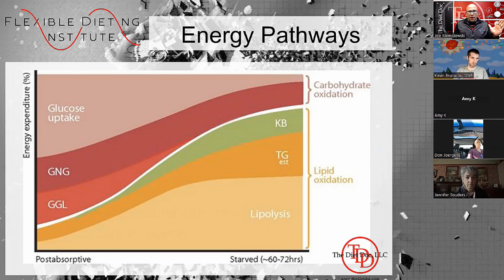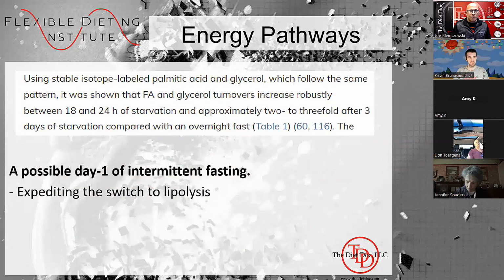As you move hour by hour by hour and you run out of blood sugar and liver glycogen, then you have to start increasing your liberation, your oxidation of lipids, and then you could even start creating ketone bodies and so forth eventually. So again, this particular study was with fasting, but it just slows down if you're doing ketogenic or balanced type dieting. So fatty acid and glycerol turnovers increase robustly between 18 and 24 hours of starvation slash fasting, and approximately 2 to 3 fold after 3 days of fasting.